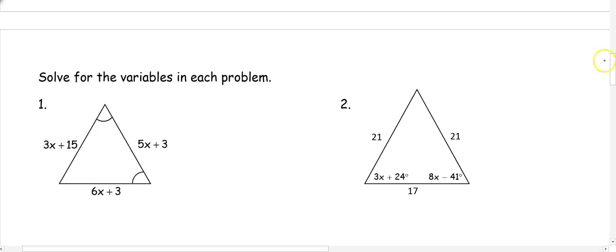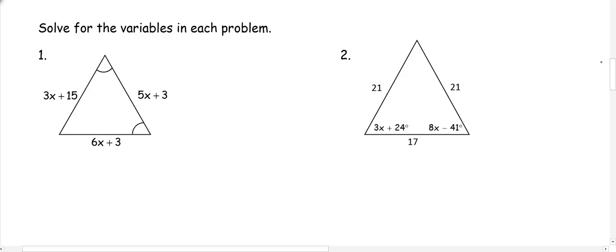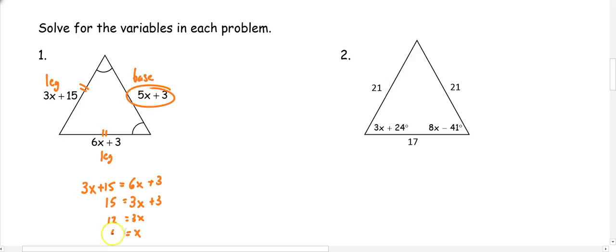So solve for the variables in each problem. So in this case, in number one, because I have two angles that are congruent, across from each angle, the sides are congruent. So if I want to solve for my variable, I want to use the legs. I don't want to use the base. So I'm going to set 3x plus 15 equals 6x plus 3. I'm not going to do anything with this because it's my base side. So when I solve, I get 3x plus 3 equals 15. Subtract 3 from both sides, 12 equals 3x. So x is 4.